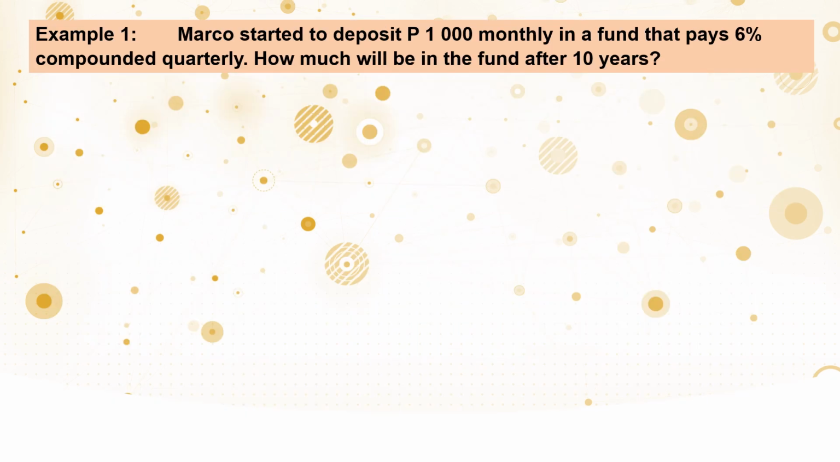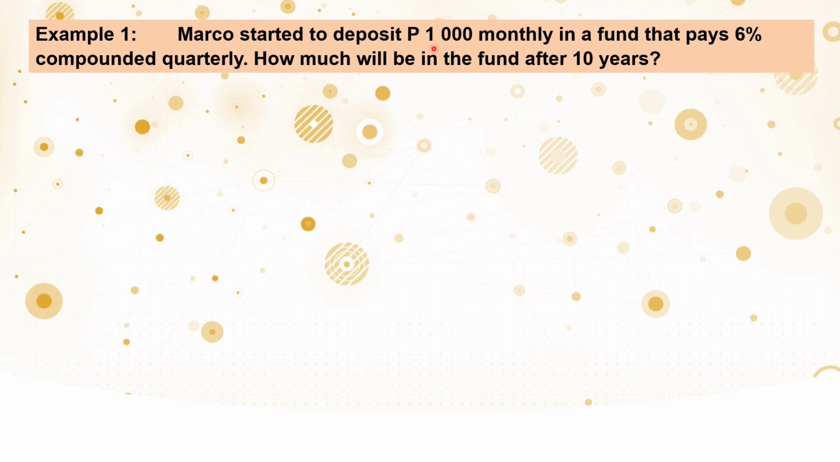Let's solve example number 1. Marco started to deposit 1,000 monthly in a fund that pays 6% compounded quarterly. How much will be in the fund after 10 years? So ano yung mga given natin sa problem?